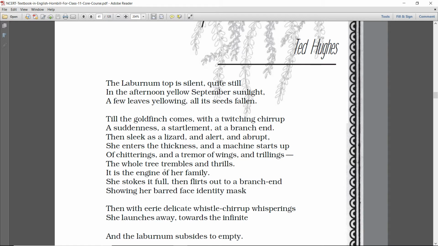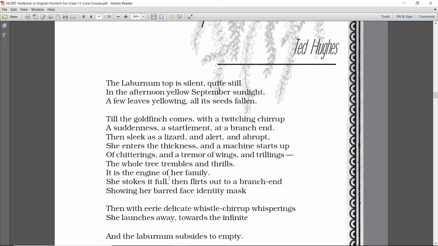The tree provides food to them, and the tree also protects the young goldfinch from predators. So in that sense, the tree is the engine of our family. She stokes it full. Now the goldfinch, she adds fuel to it. She puts a lot of energy into the machine, into the engine, because without stoking the fuel, the engine cannot run. How does the bird stoke the engine? She stokes the engine by providing more energy to the tree, by providing liveliness and mirth to the tree.